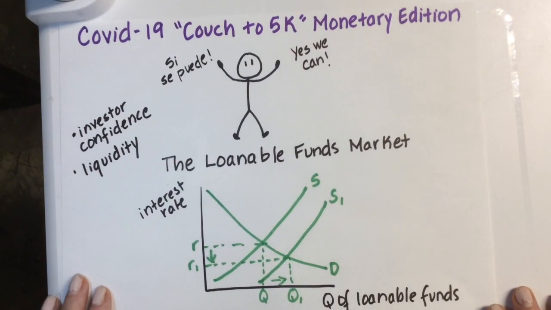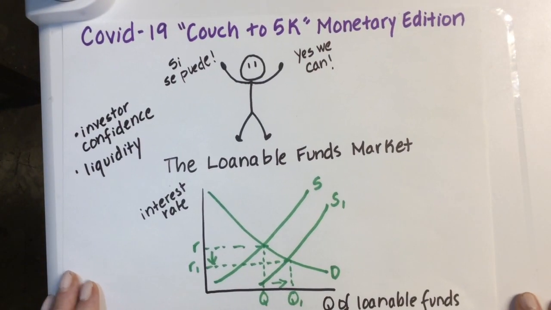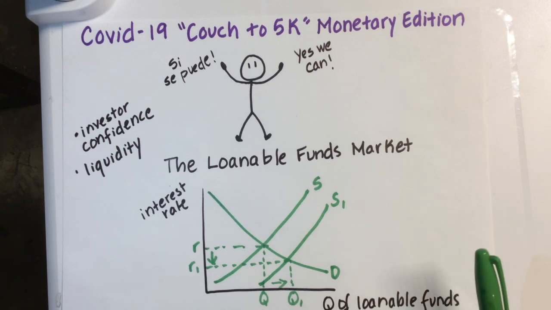On the monetary side, there's also a role for the Federal Reserve and for central banks. So the couch to 5K monetary edition is to really boost up investor confidence and maintain liquidity in the banking system. What we've seen here, like we talked about last week, is a massive increase in the availability of the money supply in general, and this should improve what's available in the loanable funds market. If you remember, loanable funds is the money that's available to be borrowed.